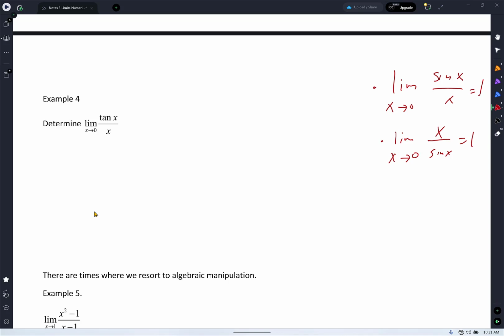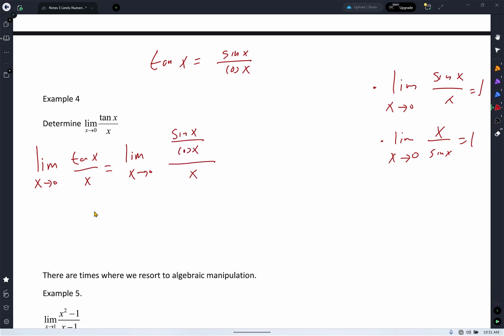Luckily for you and I, with tan x, we all took pre-cal. Tan x is the same thing as what over what? Sine over cosine. Sine x over cosine x. Yes or no? So here we go. I'm going to write the word limit as x approaches 0 of tan x over x equals, and I continue to write the word limit because I haven't solved it yet. Limit as x approaches 0 of what? I'm going to replace tan x with sine x over cosine x, all over x.